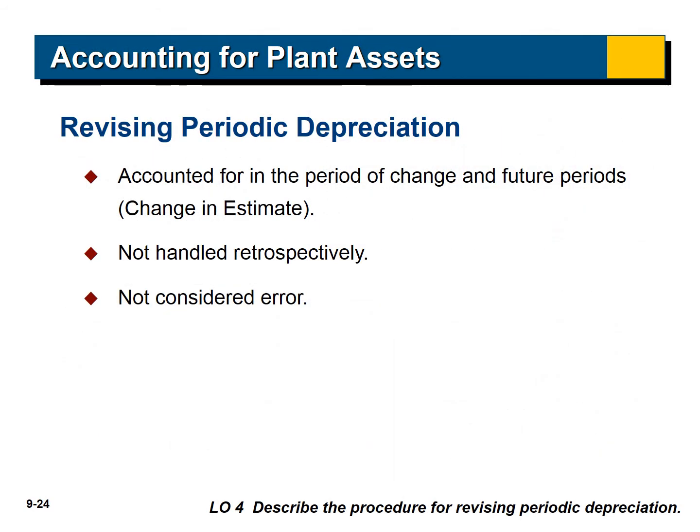And you can revise. You might think, well, what if I say it's going to last 5 years but it only lasts 4? Or I thought it was going to last 5 and it's really going to last 8. You can revise it. And so what you do when you revise it is you account for it in the period of change. We call it a change in estimate, and we do not have to handle it retrospectively. That is, we don't have to go back and change what we've already done. Just from this point forward, we'll use the new method. It's not considered an error because new information became available.